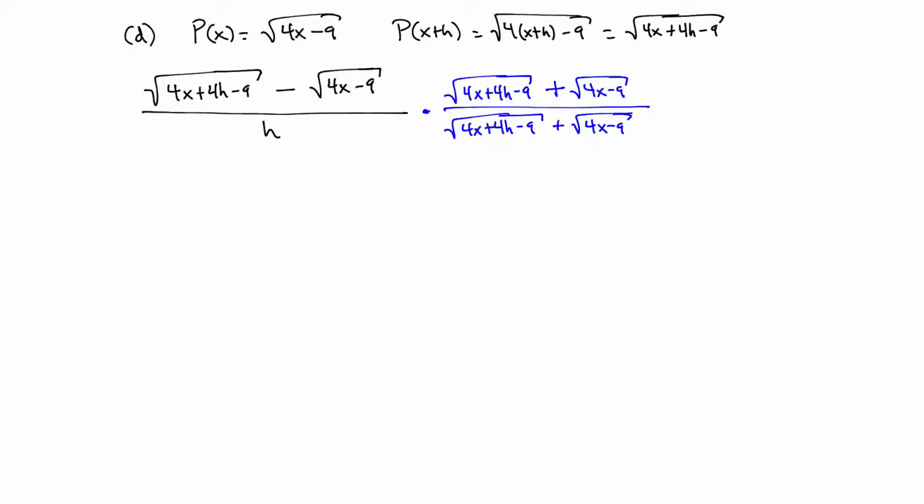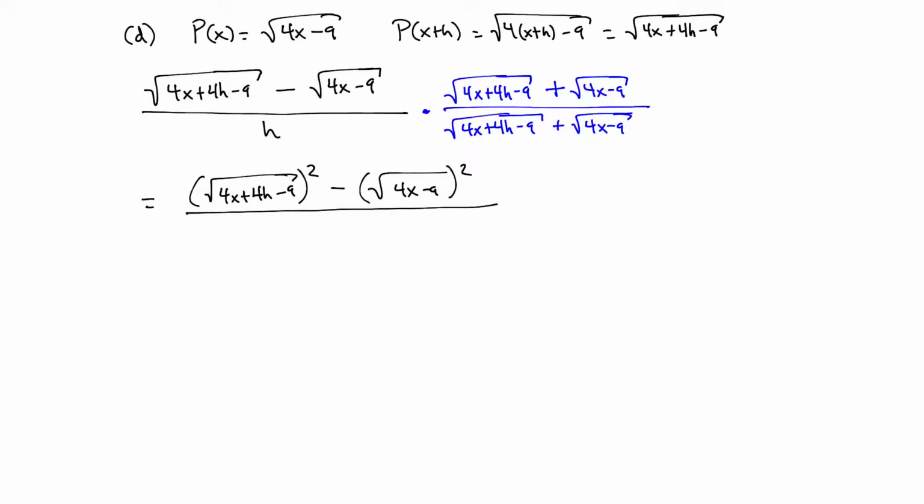So, in this context, that would be parentheses, the square root of 4x plus 4h minus 9 quantity squared, minus the square root of 4x minus 9 quantity squared, all over h times the square root of 4x plus 4h minus 9 plus the square root of 4x minus 9. And this right here is going to be 4x plus 4h minus 9, and this is going to just be 4x minus 9 in parentheses because that minus sign needs to get distributed.